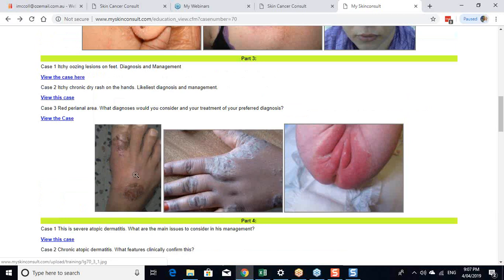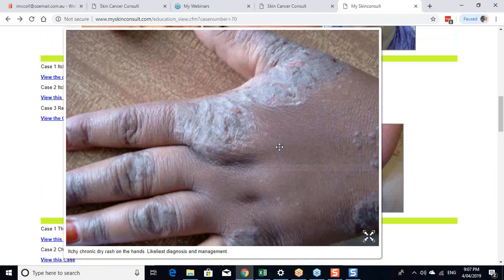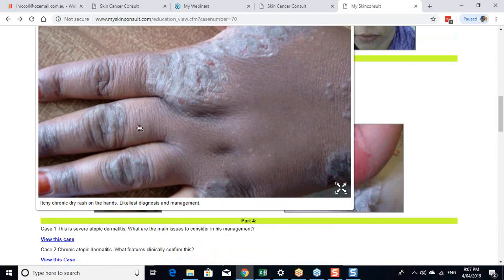The red oozy ones are usually some forms of discoid eczema. Let's just have a quick look at that particular case. When you see thick scale like this, you're saying to yourself, is this a dermatitis or is it psoriasis? This was an itchy chronic dry rash in the hands. So what's the likeliest diagnosis and management?